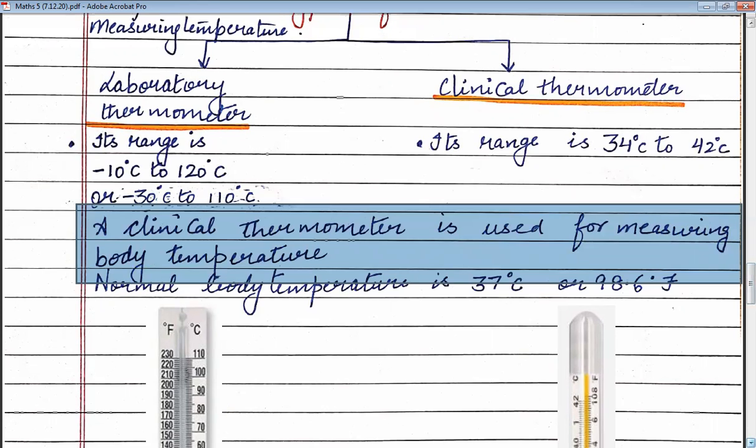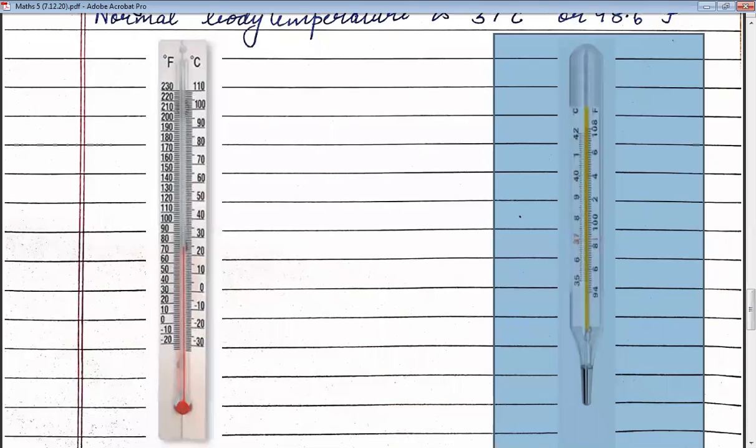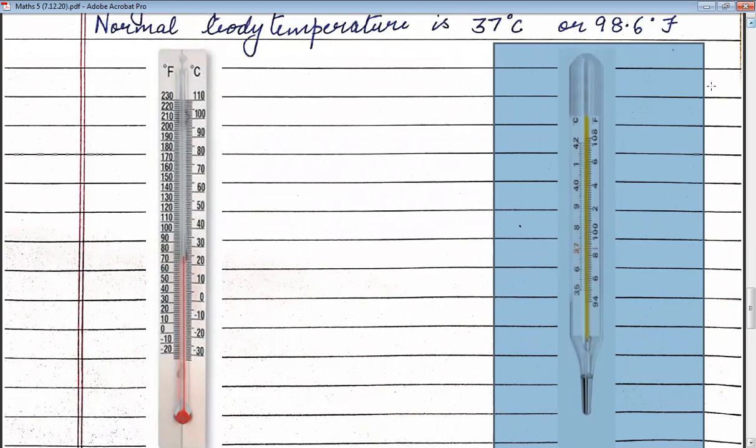Now, children, you must have seen this clinical thermometer at your home. We use this thermometer to measure our body temperature. We use the clinical thermometer, not the laboratory thermometer. The laboratory thermometer is used by scientists, and we use the clinical thermometer to measure our body temperature.